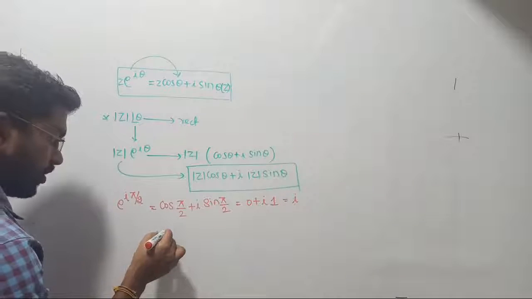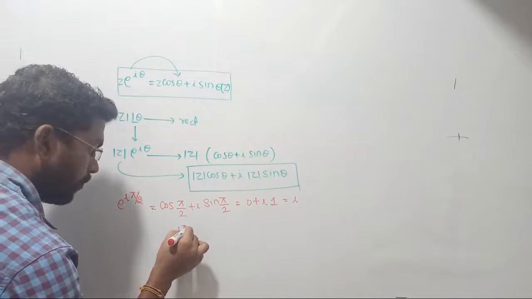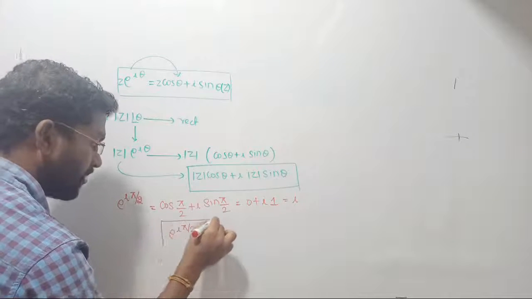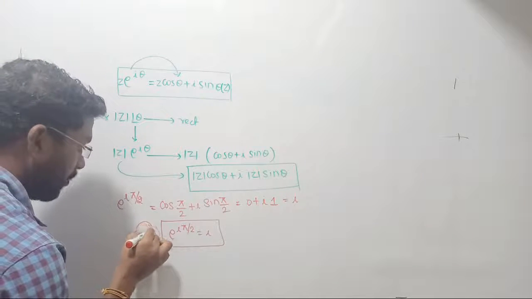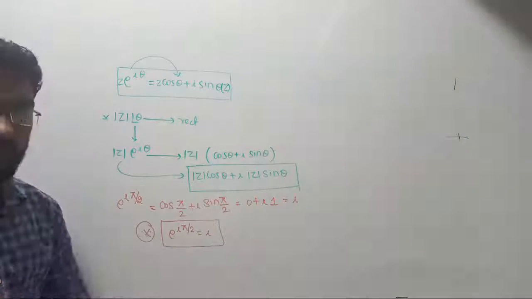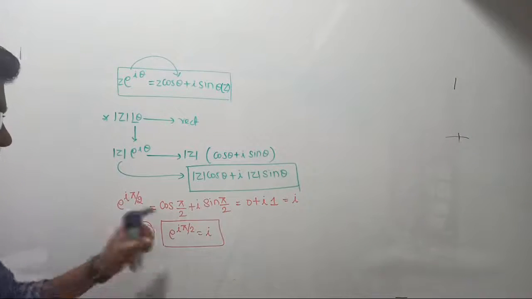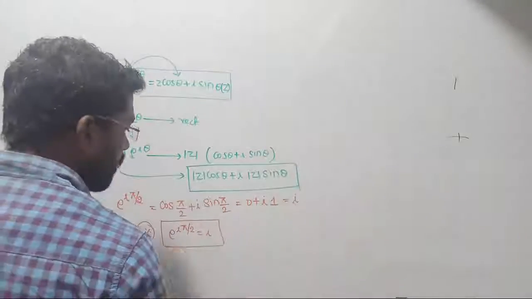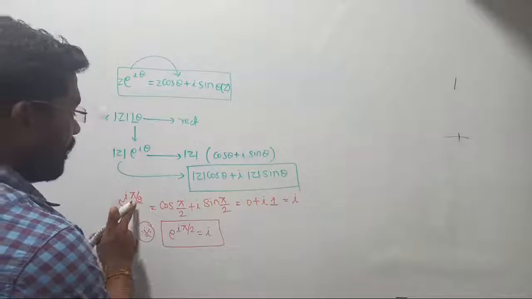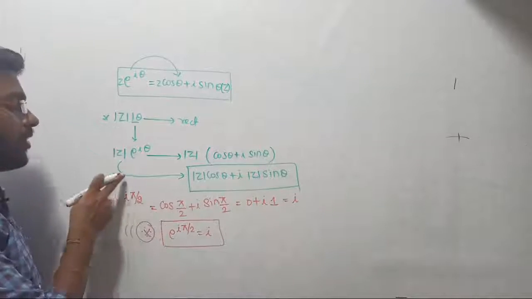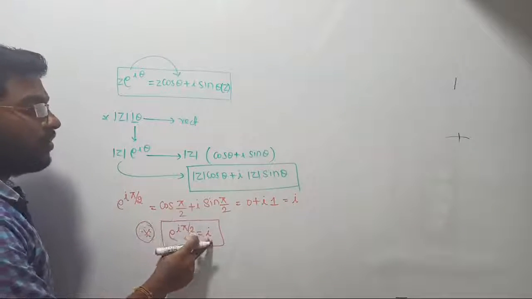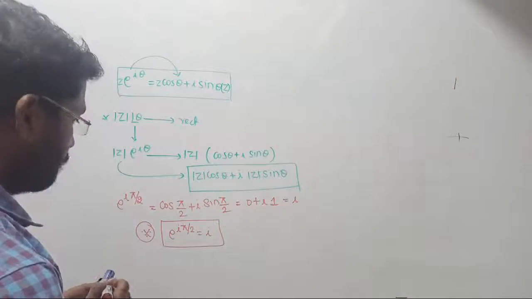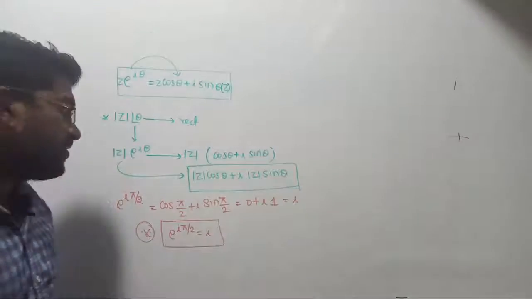So I understood one thing: e power i into pi by 2 can be considered as i. Any mistake? Guys, did I make any mistake? Please let me know. No, I did not make any mistake. Try to keep these things in your mind. That is very important, one of the most important observations that we are getting. So at theta equal to pi by 2, your Euler expansion, e power i theta, will become equal to the imaginary unit, i. Clear? Yes. Now let me rub these things.